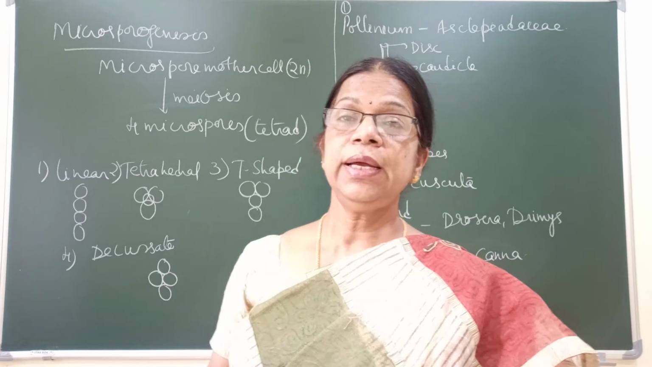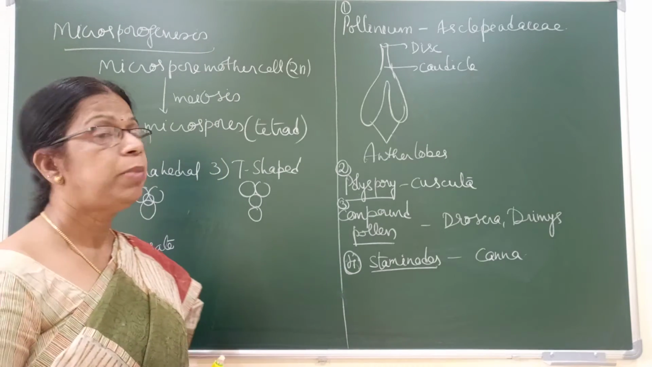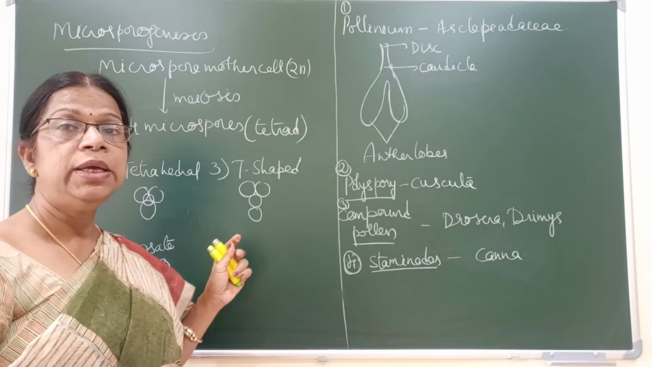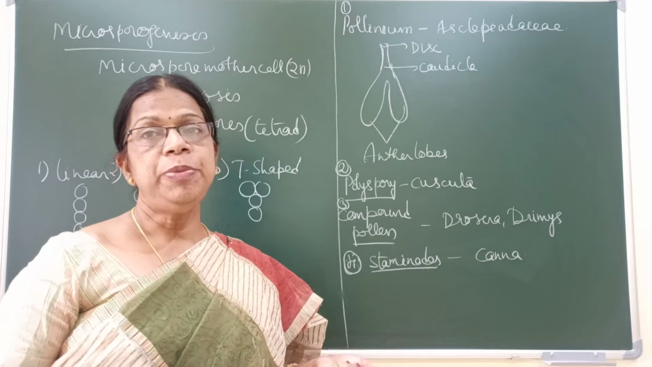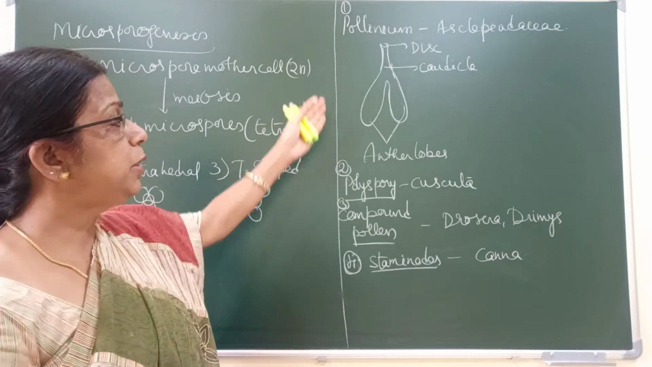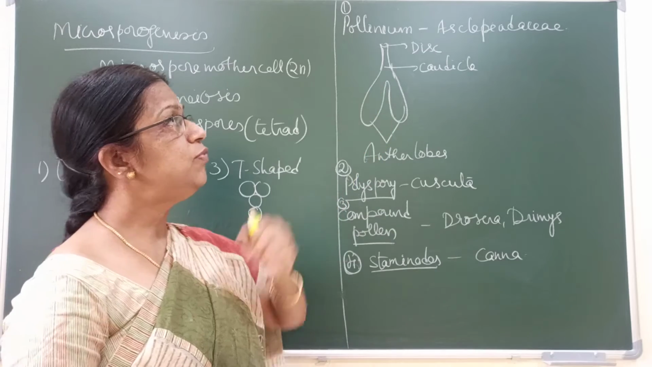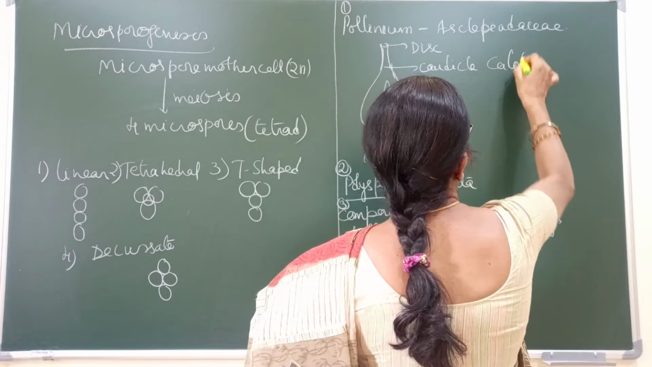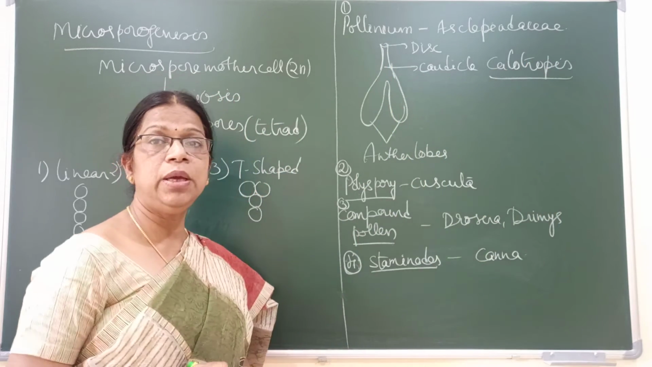Now, next there are some exceptions to the formation and release of microspores. Once the microspores are formed, they partly germinate and develop inside the anther and then they are released for pollination. Here there are some exceptions. The first one is formation of pollinium. This is found in the family Asclepiadaceae, for example Calotropis.